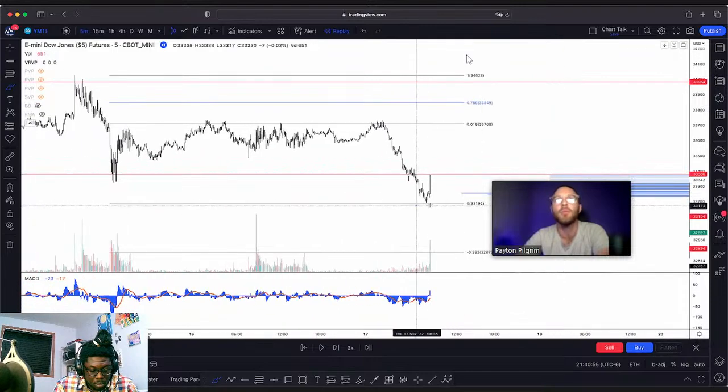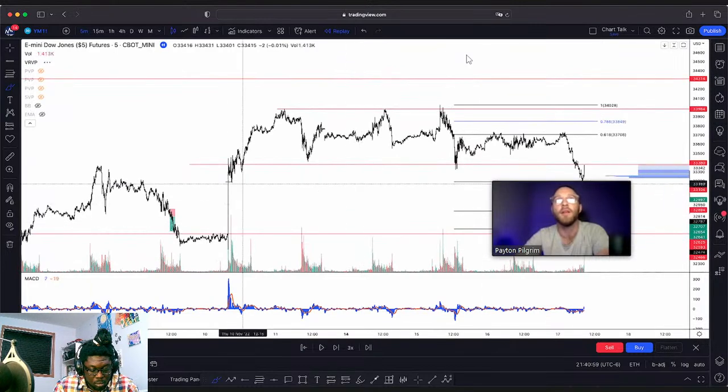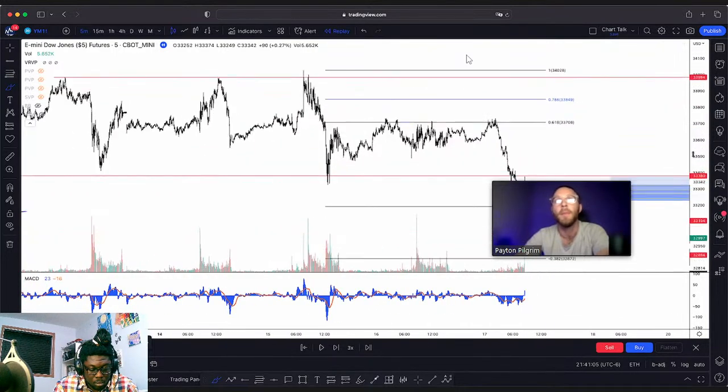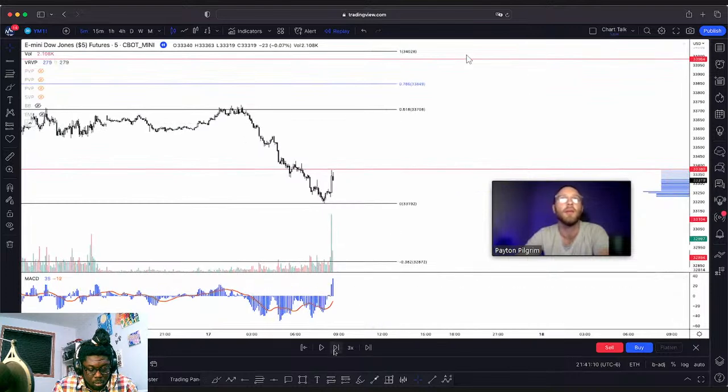Now, if this low gets broken off of a big candle, I do feel like there is not a lot of volume here to here. So we should see a downwards push. So I'll just say that as well. Let's keep this undefeated game going.